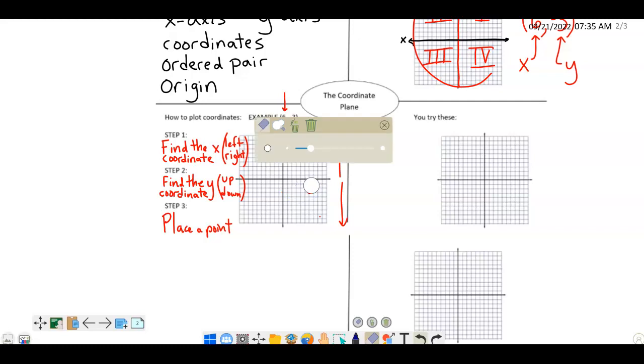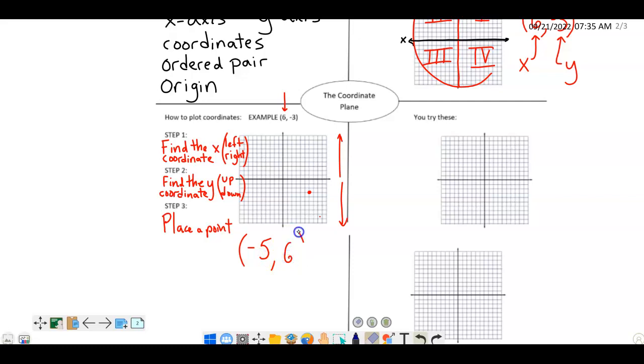Okay, let's do one more here just to give us another example. Let's do this right here. All right. Let's do the point -5, 6. -5, 6. Okay. So you see if you can find out where that is.